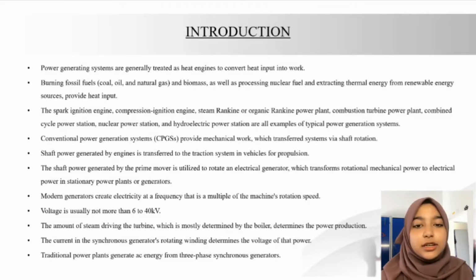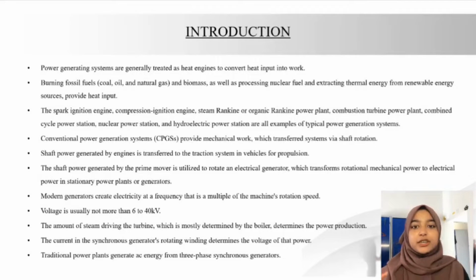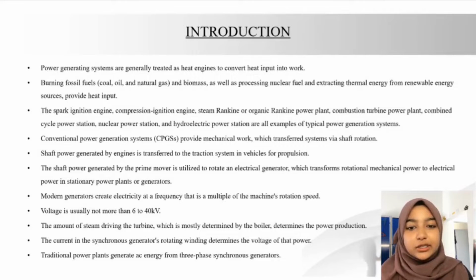For the introduction, power generating systems are generally treated as heat engines to convert heat input into work, hence to produce electricity at a sustained rate. Heat input is supplied by burning fossil fuels such as coal, oil and natural gas, and biomass, or processing nuclear fuel or harvesting thermal energy from renewable energy sources. For example, in a conventional coal-fired power plant, the energy of coal is eventually converted into power.